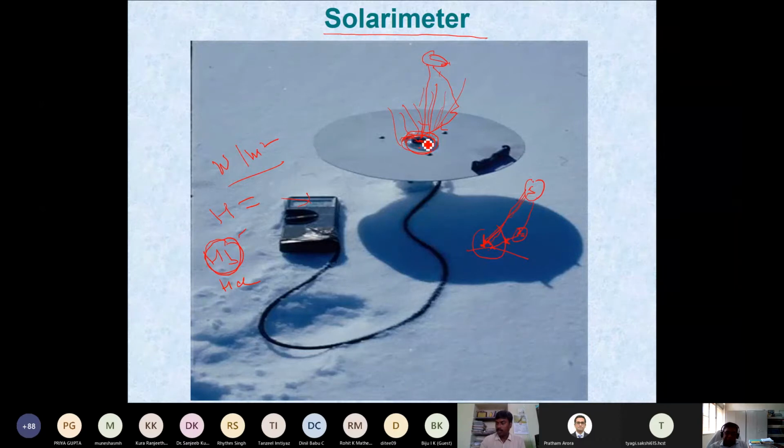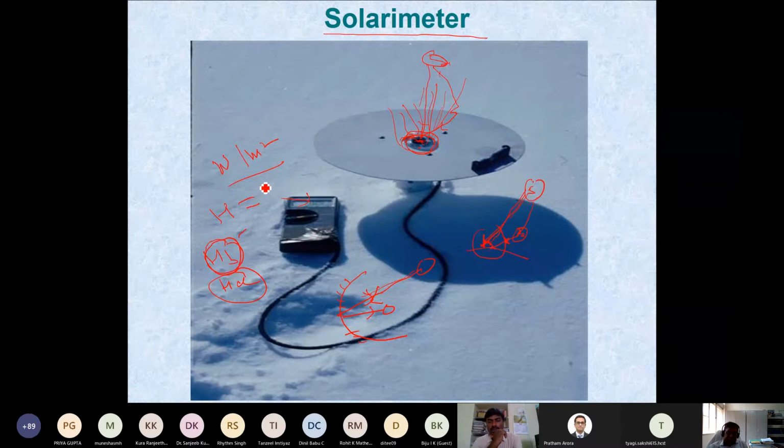So if you measure this and use this data to size your system, like the focusing type solar collector I'm talking about, in that case only beam radiation is used. So if you know this, then only can you design it. And diffuse radiation, I don't know where it will go, so I don't consider it.